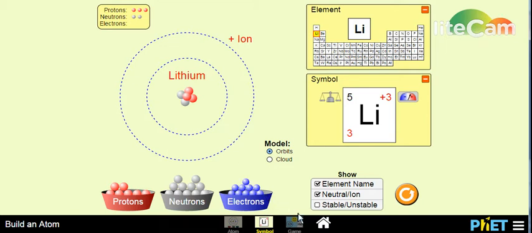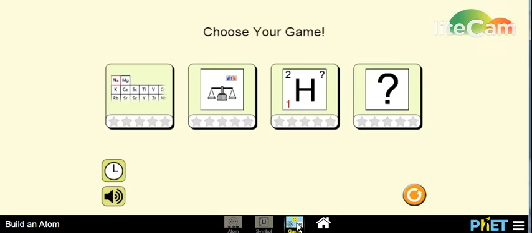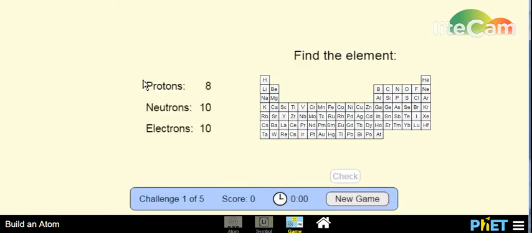Now that you know that, click on the game card over here. And let's play the Find an Atom game. This is telling me that I need to find an element that has 8 protons. Well, that's easy. 8 protons is number 8. Number 8 is oxygen. So I click on oxygen.